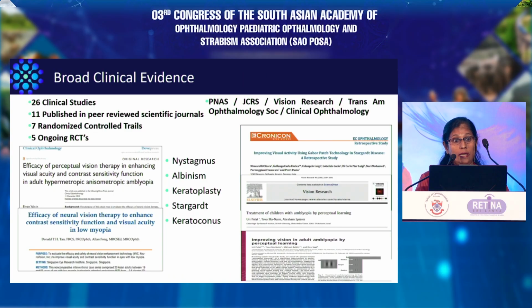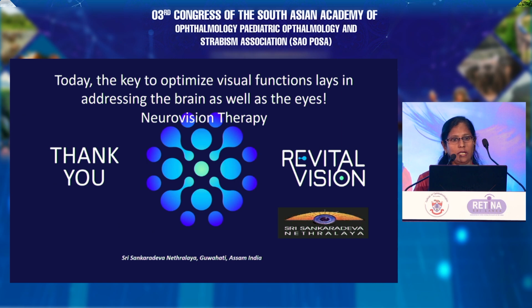There is broad clinical evidence with 26 clinical studies, 11 published in peer-reviewed scientific journals, 7 randomized control studies, and 5 ongoing RCTs. And also this therapy has been used in nystagmus, albinism, keratoplasty, Stargardt's, and keratoconus. To conclude, today the key to optimize visual functions lies in addressing the brain as well as the eyes, and that is Revital Vision neurovision therapy.